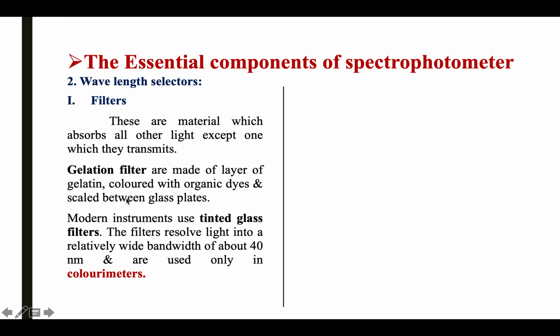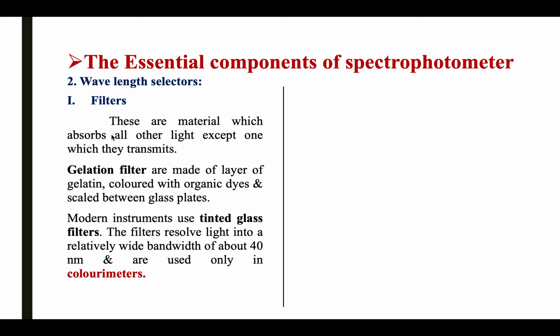They are made up of a layer of gelatin, colored with organic dyes, and sealed between glass plates. So these dyes are sealed between two glass plates, and that's how the filters work. Suppose we have a 550 nanometer filter that is coated with a gelatin filter. Only the 550 nanometer will get transmitted; all other wavelengths will get absorbed or reflected. So that's how the filter works as a wavelength selector.